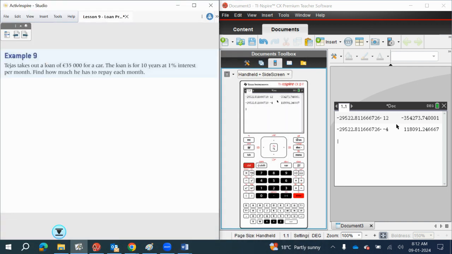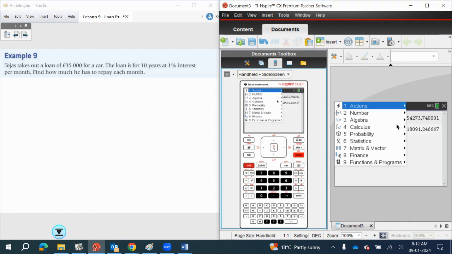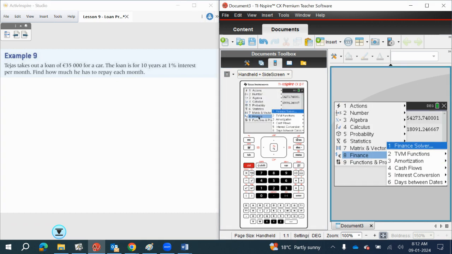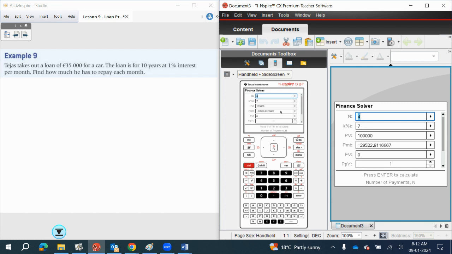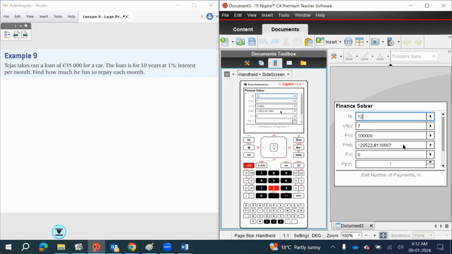Okay, let's see how Tejas is getting on. So Tejas takes out a loan for 35,000. Let's pull up the finance solver. So 10 years, every month. How many payments will he make? 120. He'll make 120 payments. What is the interest rate? 1%. What is the present value?